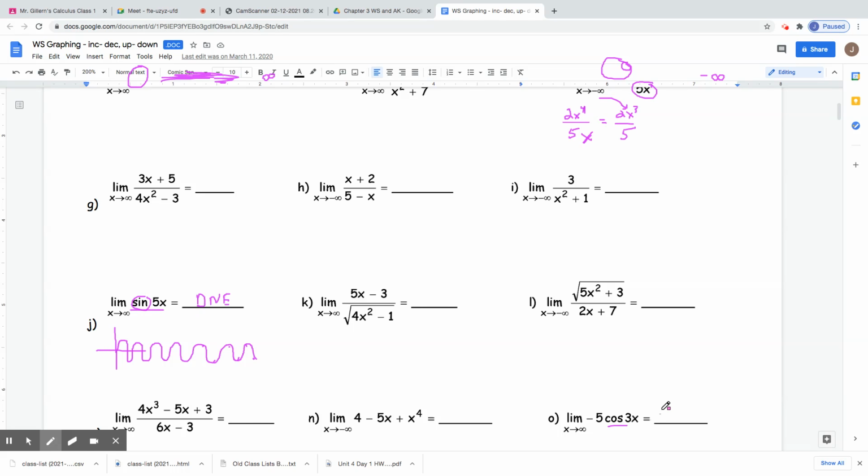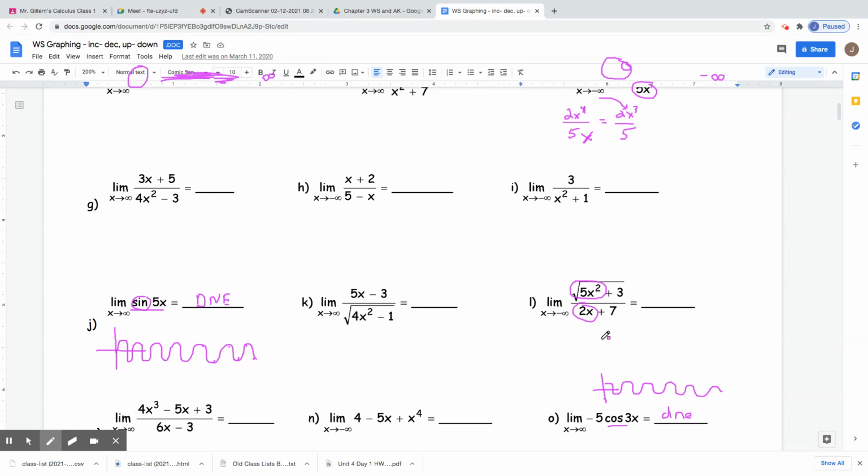Anytime you have a sine limit going to infinity or negative infinity, it will always be D and E. And the same thing is true for cosine, because cosine is basically the same thing, except you just start at the top. But you're still waving all the way there. So if you see sine or cosine, it's actually really easy. All right. Were there any others? Let's do this real quick too. L. Just because the square root's up top, don't worry about it.